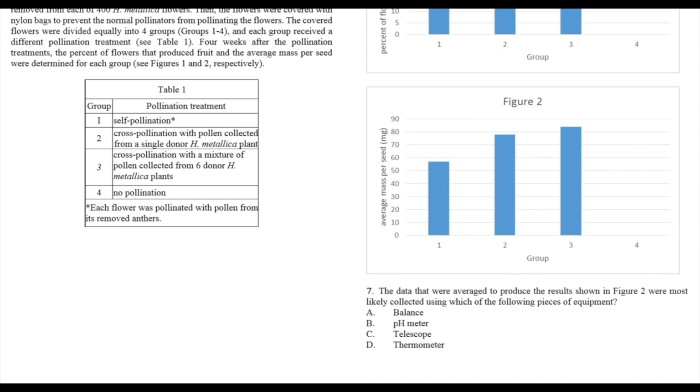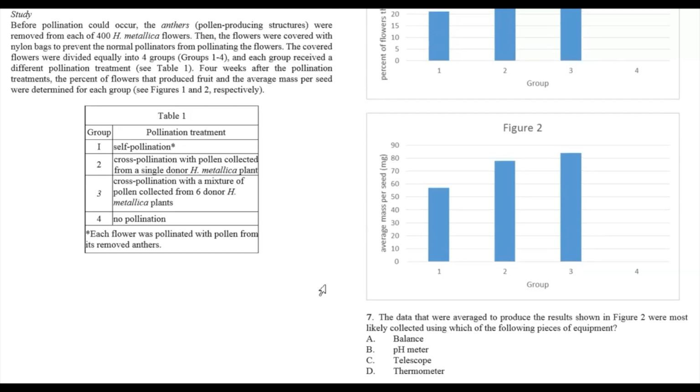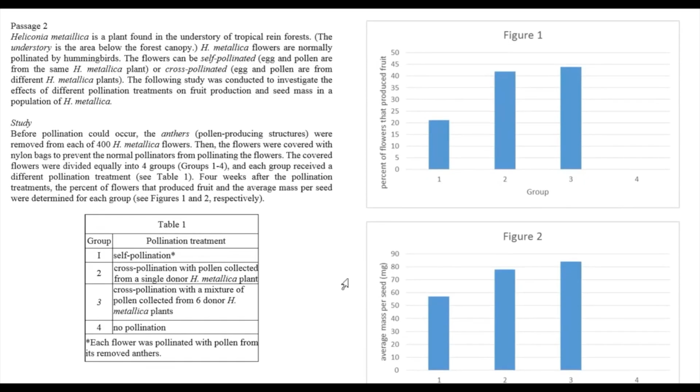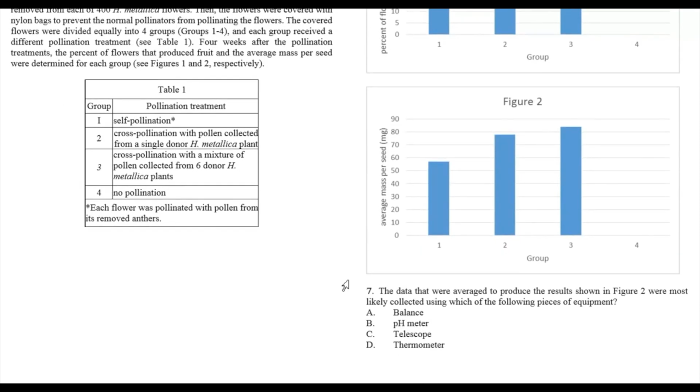The first question, question 7, says the data that were averaged to produce the results shown in Figure 2 were most likely collected using which of the following pieces of equipment? Now usually in the science section, there's all the information that you need to answer the questions coming from the passage. However, in this one case, there's nothing in the passage to particularly help us. We can go up here and scroll through and take a look, but it never mentions the types of instruments used to produce these figures.